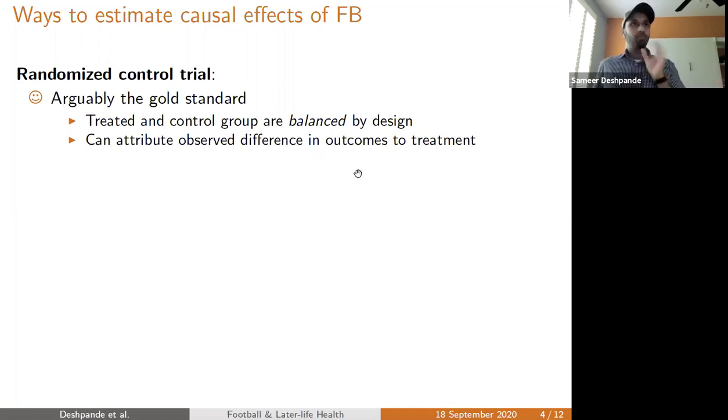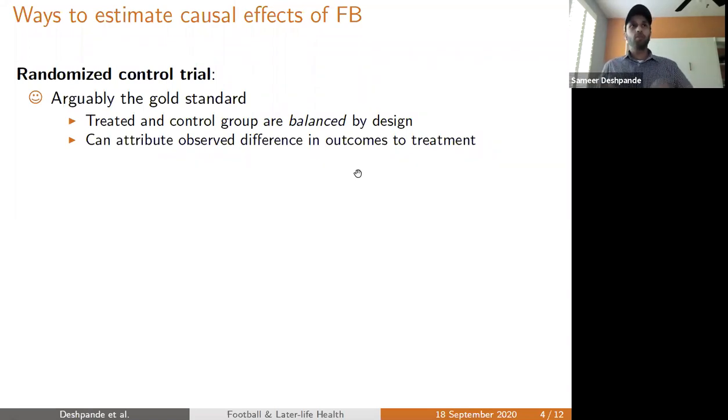So let's put it in the context of the football study. Imagine I got a pool of, say, 1,000 kids and I flipped a coin for each kid. If it comes up heads, they're going to be forced to play football for several years, and if it comes up tails, they won't be. The process of randomizing treatment within this group is going to ensure that the treated group and the control group are not systematically different along variables that might be important.